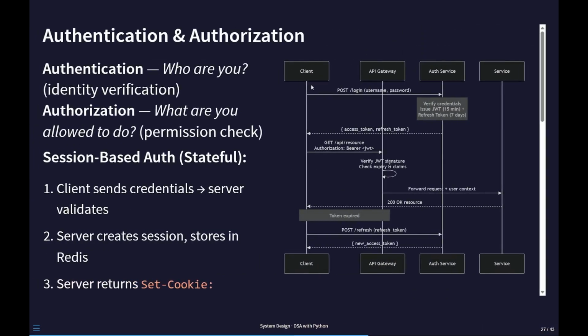User logs in, gets an access token valid for 15 minutes, and a refresh token valid for 7 days. Every API call includes the access token in the authorization header. The gateway verifies the signature locally. When the access token expires, the client uses the refresh token to silently obtain a new access token without forcing the user to log in again.